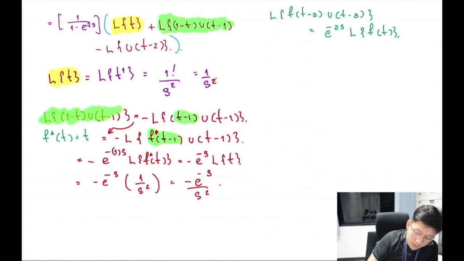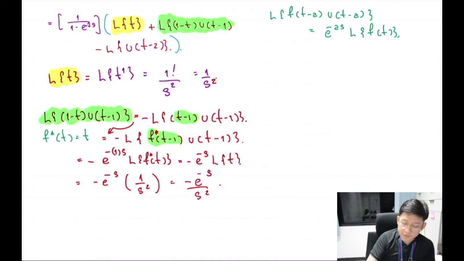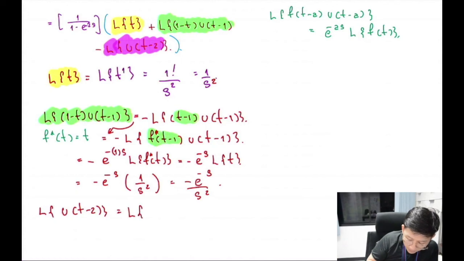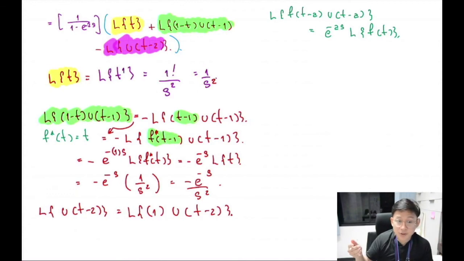The next Laplace transform, the third one, is the Laplace transform of u of t minus 2. Is it the same as the Laplace transform of f double star of t times u? Okay, let's do this first: 1 times u of t minus 2.